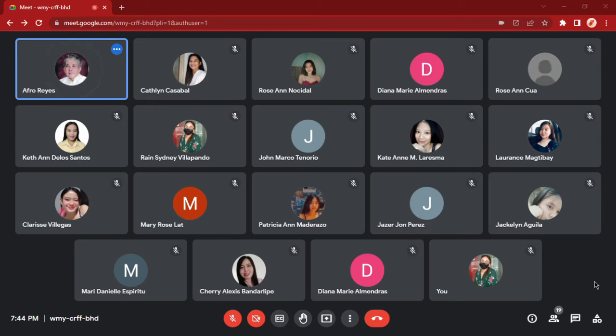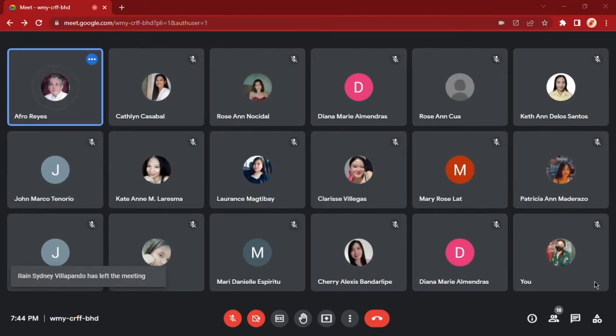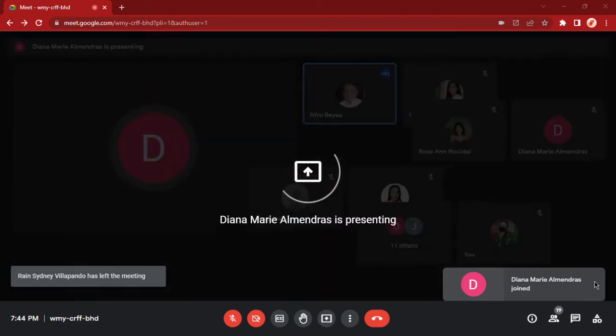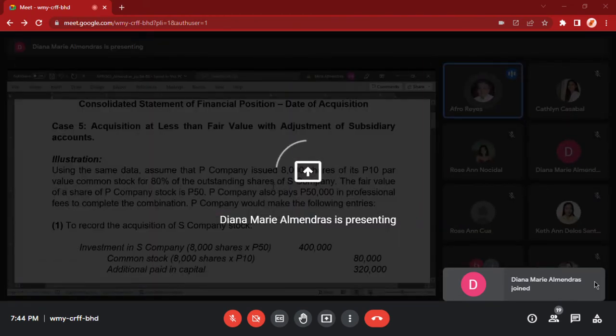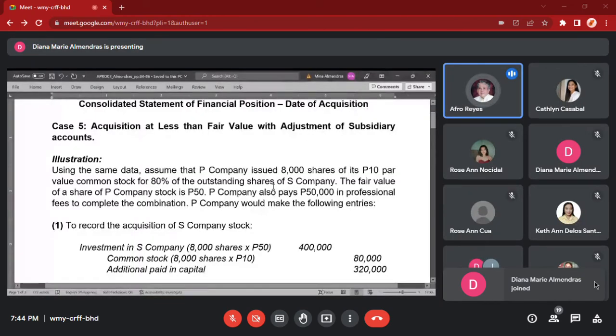Almendras. Dayan. Ano bang babanggitin ni Dayan? The acquisition cost is less than naman to. Less than the fair value. And also, yung may mga adjustments doon sa mga net identifiable assets ng subsidiary. Kasi nga, nagkaroon ng revaluation to fair market value. Okay?